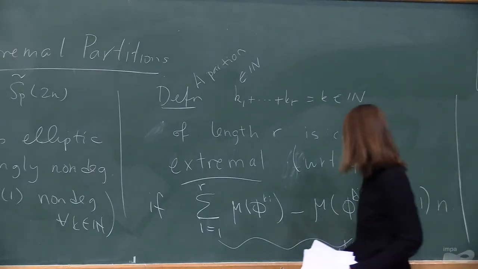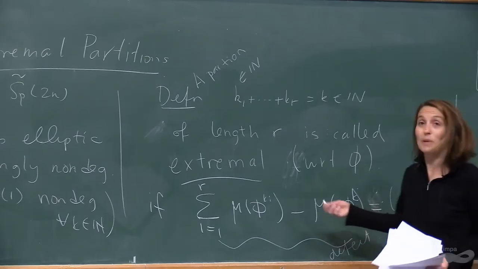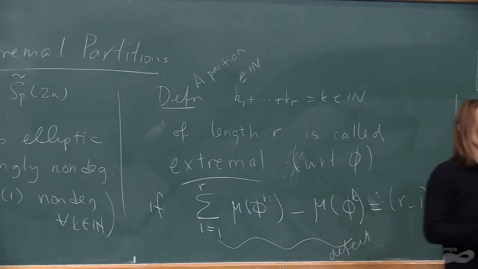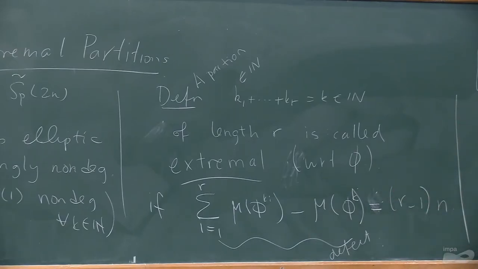And I want to emphasize that the defect here actually only depends on the endpoints. Basically, if you have loops, et cetera, it's going to sort of cancel out in this process. OK, what are some examples of extremal partitions? For instance, they are everywhere.